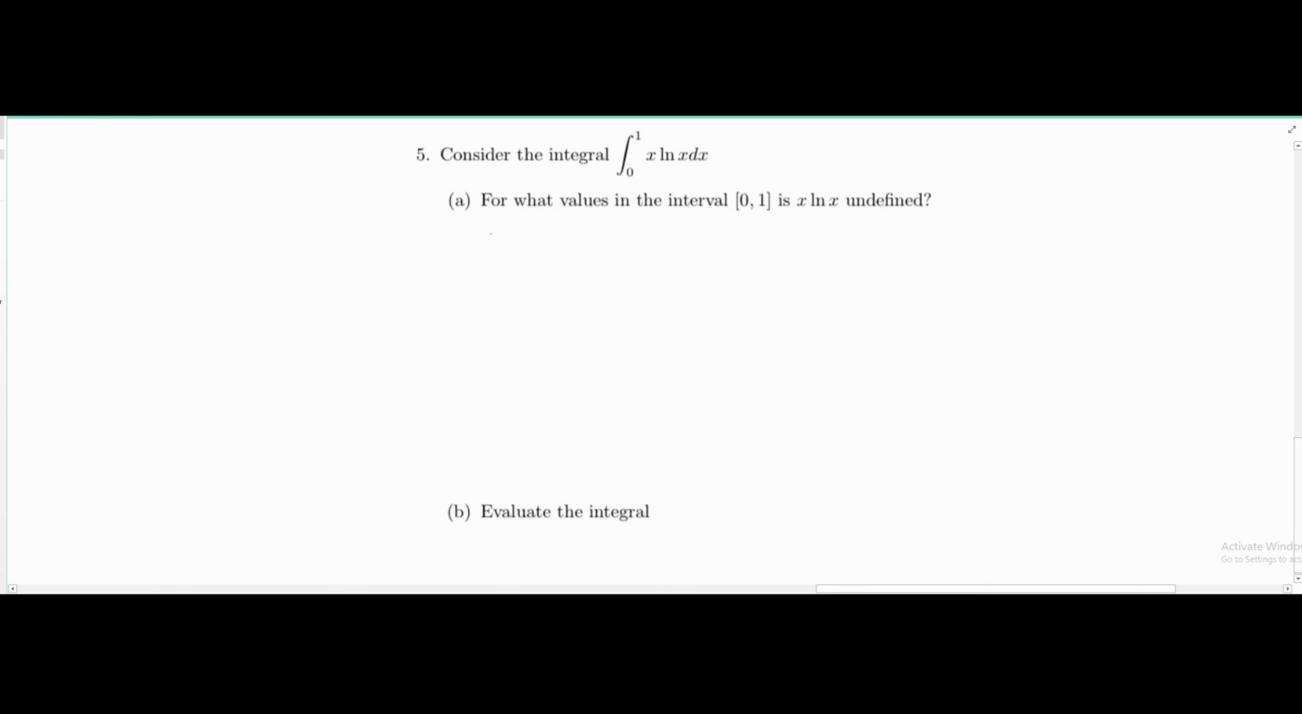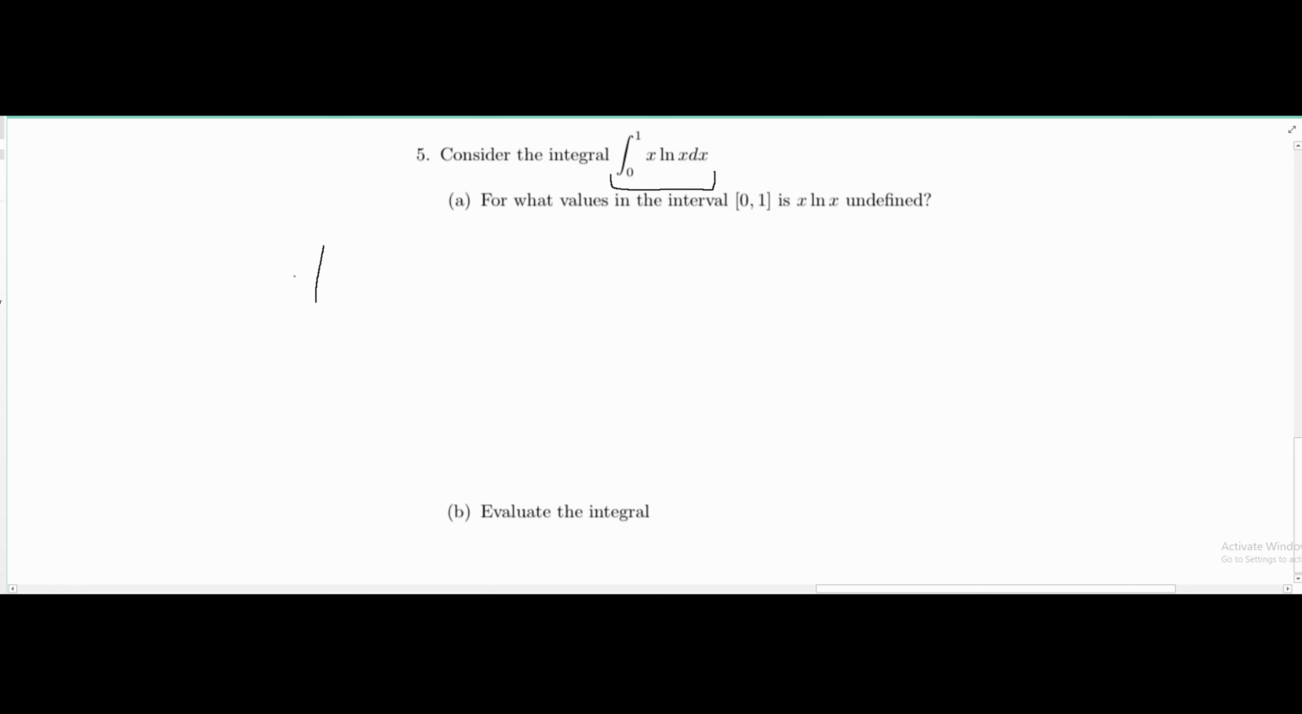In this calculus 2 example, we are asked to consider the integral, and then we are given the integral right here. And for part A, for what values in the interval 0 to 1 is x ln x undefined. And then for part B, we need to evaluate the integral. When we look at this problem, we can solve it by graphing.